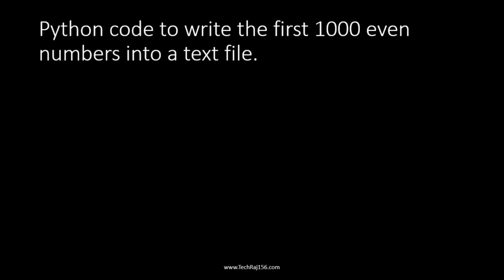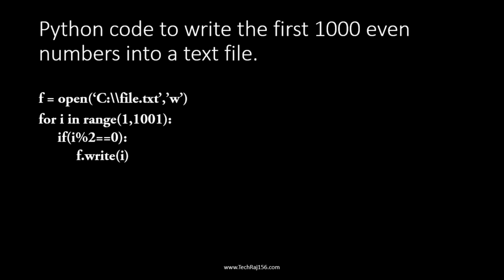And now the big question is how to write this code, and that is why you're watching this video. How to write this code, how to get an idea about how to solve the task. So for example, let's take the same example, Python code to write the first 1000 even numbers into a text file. And this is actually the Python code that I have used earlier, all right, in that little animation I've showed.